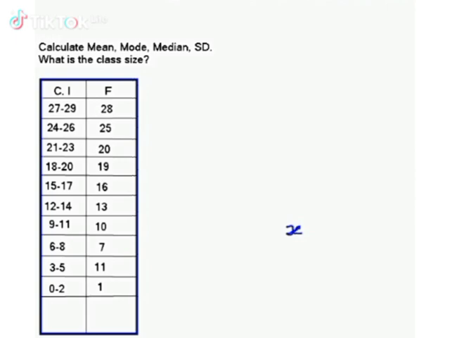Remember that mean is x bar. So it is equal to summation fx divided by summation f. Having known this formula, you can see that what we need in our table is f, x, and the summations. We already have f on our table, so what we need now is x.